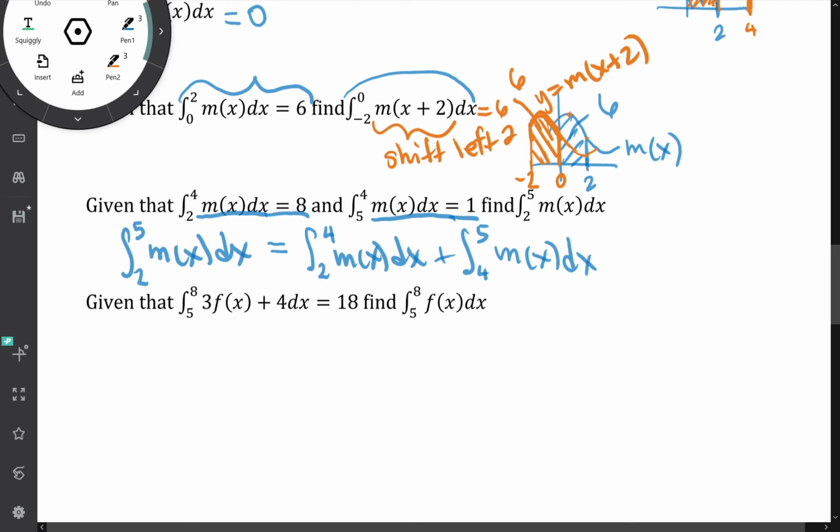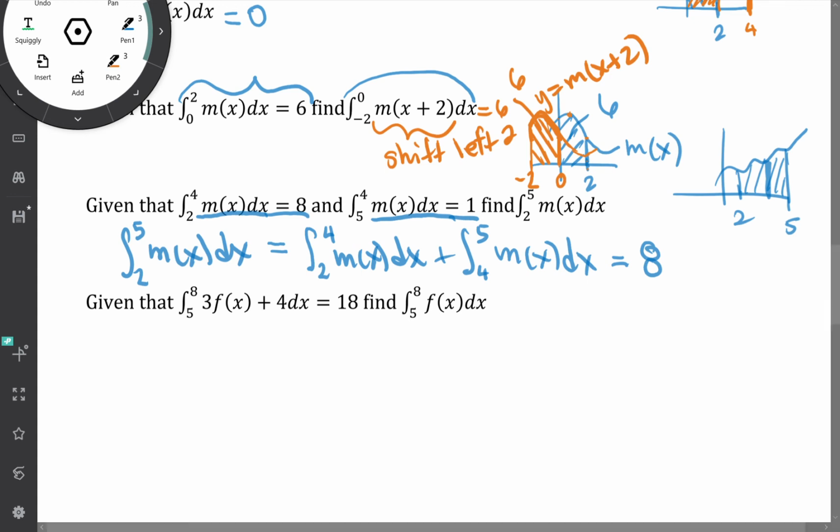So this is just saying, let's say this is 2 and this is 5. If we want to catch this total area, we can go straight from 2 to 5, or we can go from 2 to 4 and then from 4 to 5 and add that up. Same difference. I like this a little bit because I know that the integral from 2 to 4 is 8.